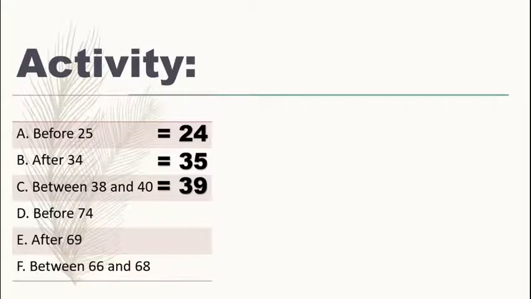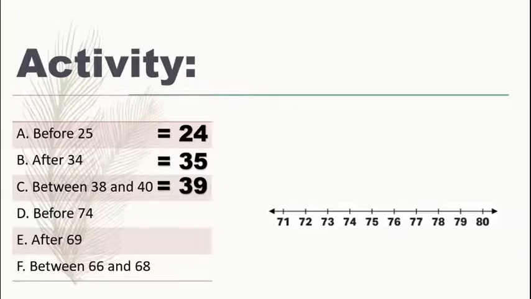In letter D, we have before 74. We have the number line of 71 to 80. We need to mark 74, and because it's before, we need to use the arrow going to the left. So what is the number that is before 74? Very good. That is 73. So 73 comes before 74.